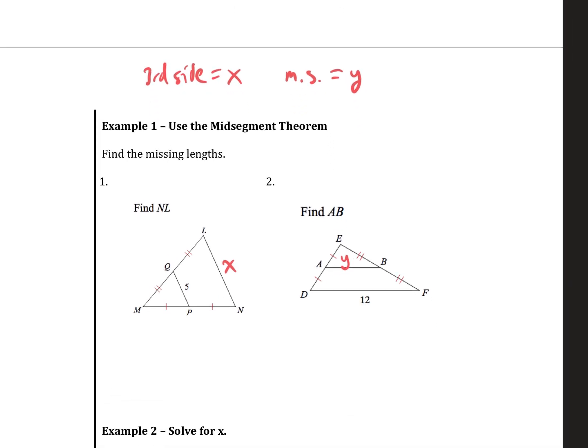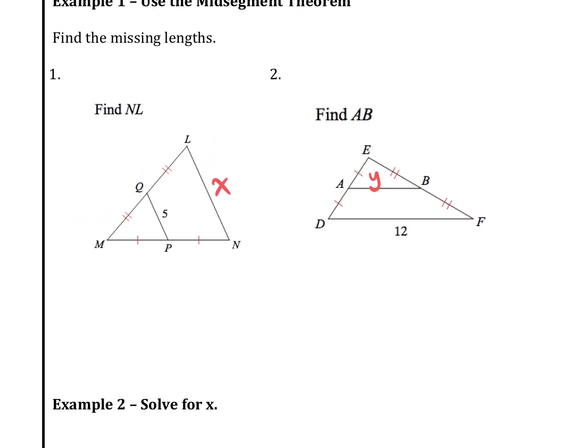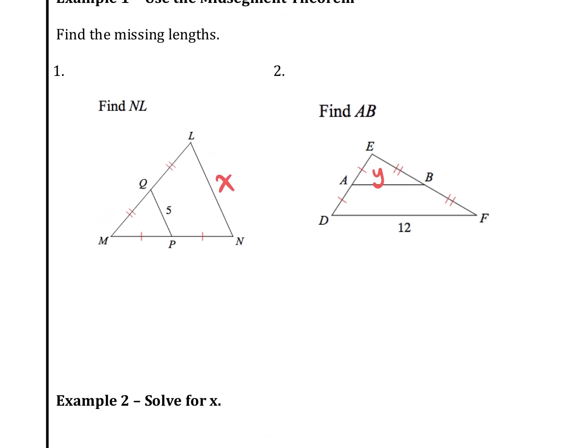Why don't you see if you can figure this out? See if you think that NL is going to be double or half of 5, and see if Y is going to be double or half of 12. All right, so NL. Is X the third side or the midsegment? It's the third side. So is the third side double or half of 5? It is double. You can see this is 2 times as long as this right here, right? 2 times 5 is going to be 10. So NL equals 10.